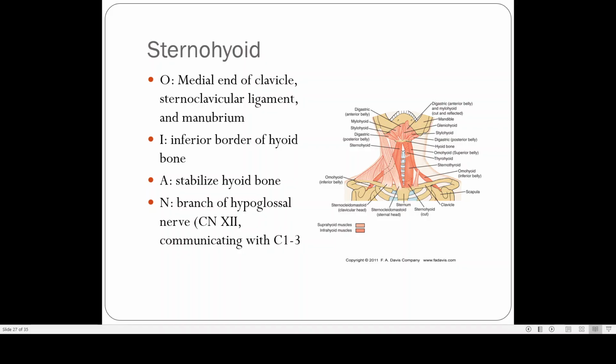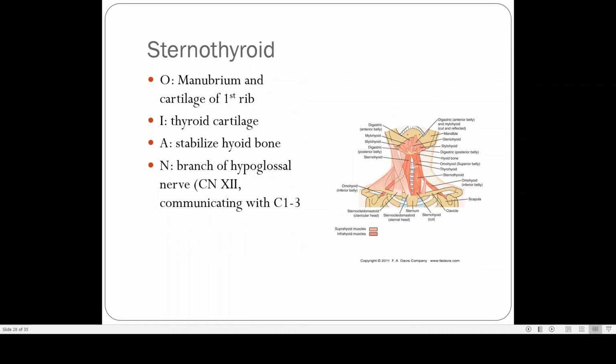And so it helps hold it in place so that those muscles that run from the hyoid up to the jaw, the hyoid bone could be stable to then pull the jaw down. Coming off of hypoglossal as well as C1 through 3. Sternothyroid, manubrium, and costal cartilage of rib 1 up to the thyroid cartilage. Again, indirectly stabilizing the hyoid bone. Coming off hypoglossal and C1 through 3 as well.